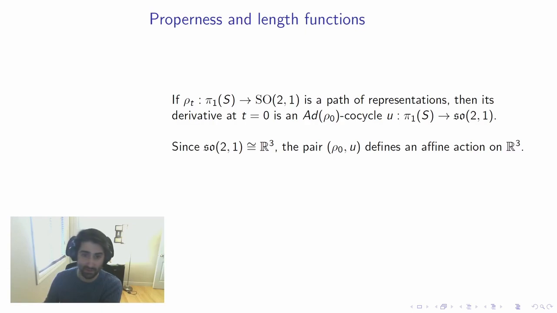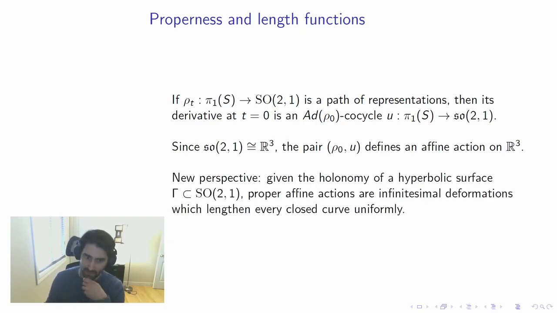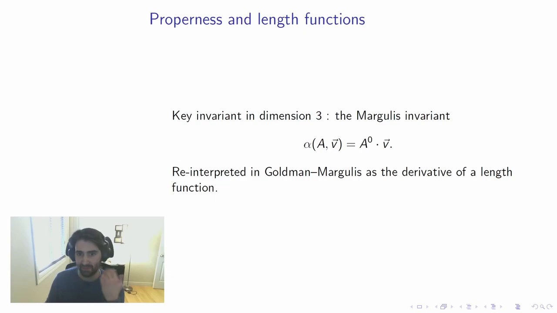And in dimension 3, or for the group SO(2,1), there's this miracle where its Lie algebra is the same dimension as the linear vector space on which it acts, and the adjoint representation is just isomorphic to the linear representation of SO(2,1) on R3. So you get an affine action whenever you take the derivative of a path of representations like this. And so this is what I meant in the previous slide by this Margulis invariant can be interpreted as a derivative.